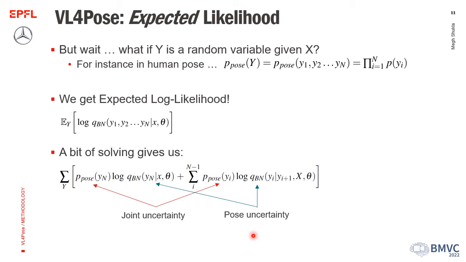Simplifying this gives us this particular equation, and there are two important takeaways. One, it involves the QBN term, which is the skeletal model. It determines how various joints combine together to make a pose. It also tells us about the confidence of the pose estimator itself, of a particular joint being located at a certain value. So this equation helps us combine both the joint level uncertainty as determined by the pose predictor, as well as the pose level uncertainty as determined by a skeletal model.